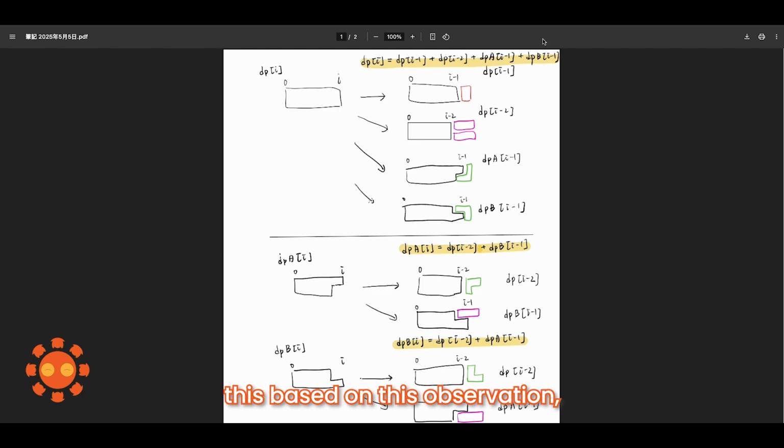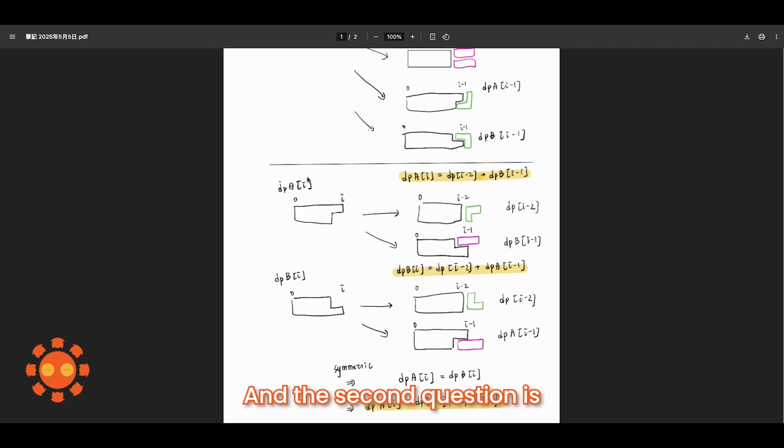Based on this observation, the way we can tile the 2 times i board is the way we can tile the i minus 1 board, plus the way we can tile the i minus 2 board, plus the way we can tile the board with 1 extra square sticking out, and the symmetric one, where the sticking out square is at the bottom of the board. This is the first formula we got.